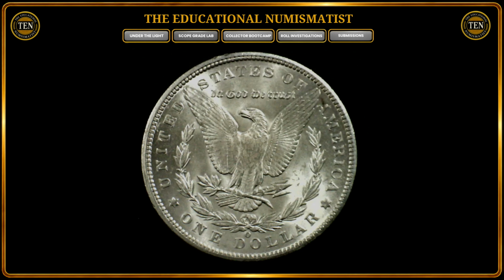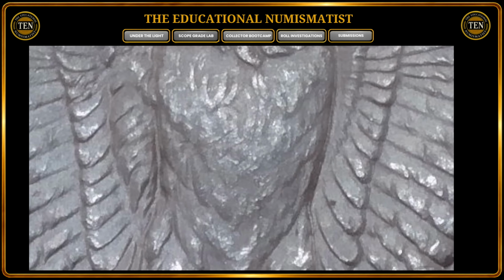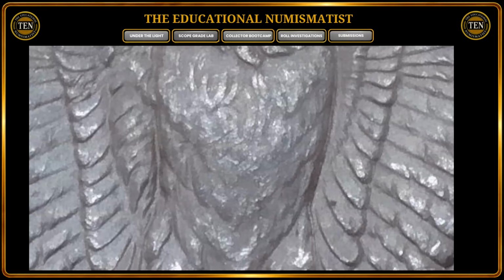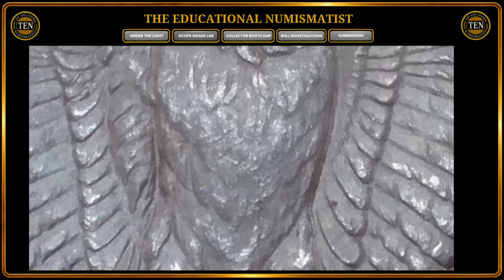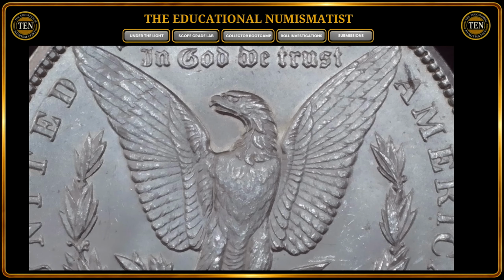One grader might reason that the breast is one of the highest and most exposed points on the reverse of the coin. If this coin entered circulation, that raised area could have contacted other surfaces first. Friction could have removed the fine feather detail and left the breast looking smooth. That interpretation leads toward a circulated grade.